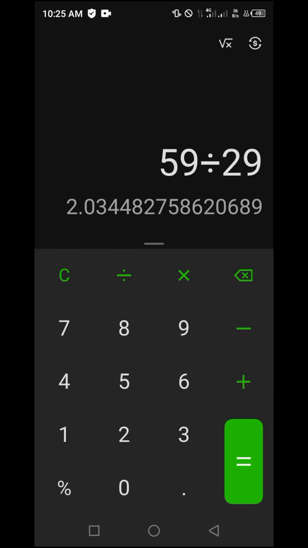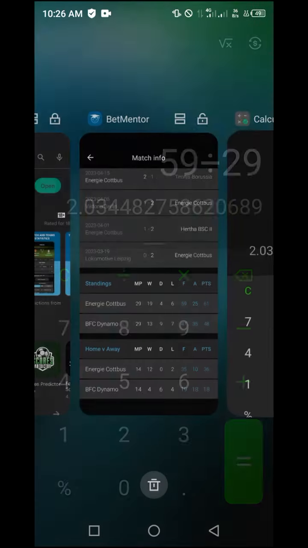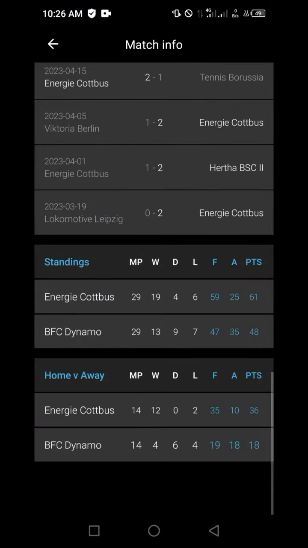If they are very high at scoring, we also want to check the defense of its opponent. If the team is very high at scoring, but its opponent is very, very defensive, it will be very difficult for goals to occur in this match. So our next step is to check the defense rate of the opponent, because Energy Cottbus already has a very high capacity of scoring. The opponent is BFC Dynamo.